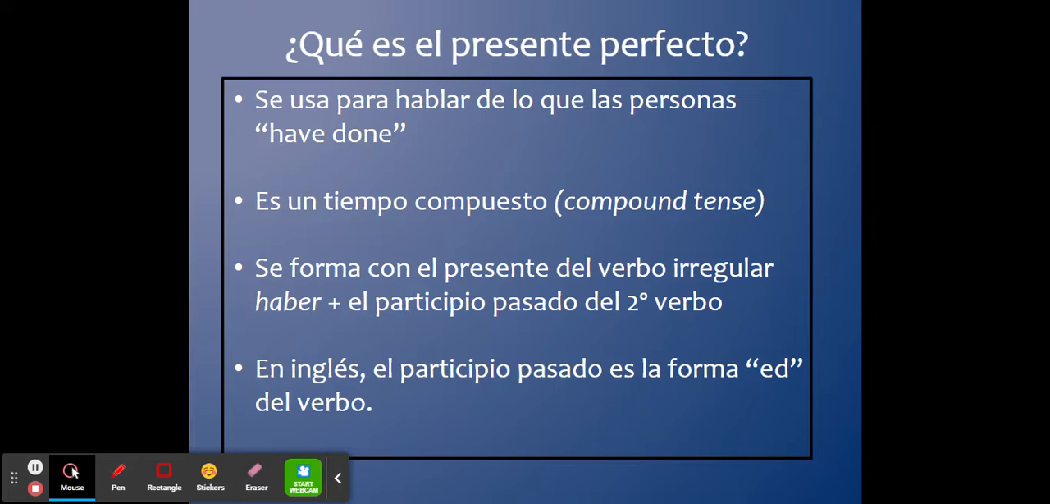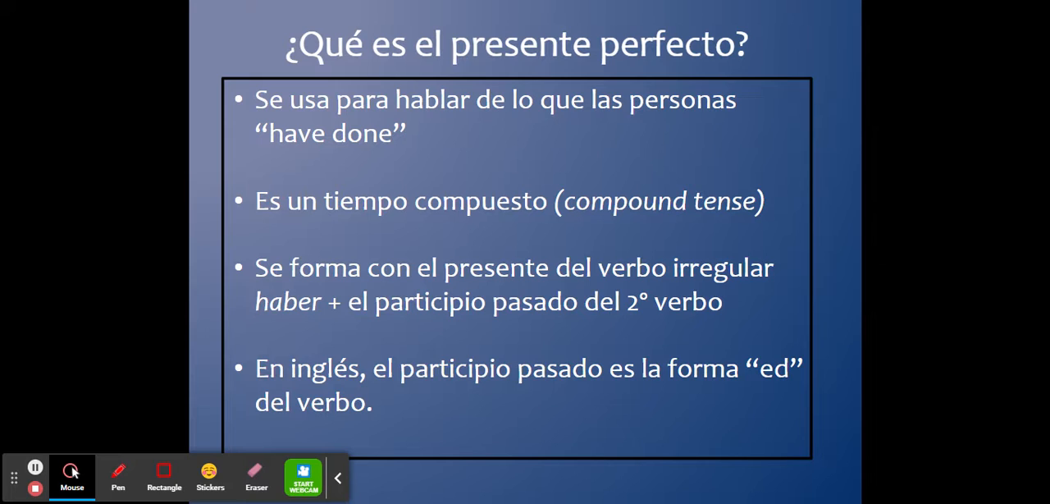Sorry, you can hear people outside. I'm in a side room here at the high school, so you can hear people outside if they're being a little loud. Y el participio pasado del segundo verbo. So you form it with the present of the verb haber and the past participle of a second verb.